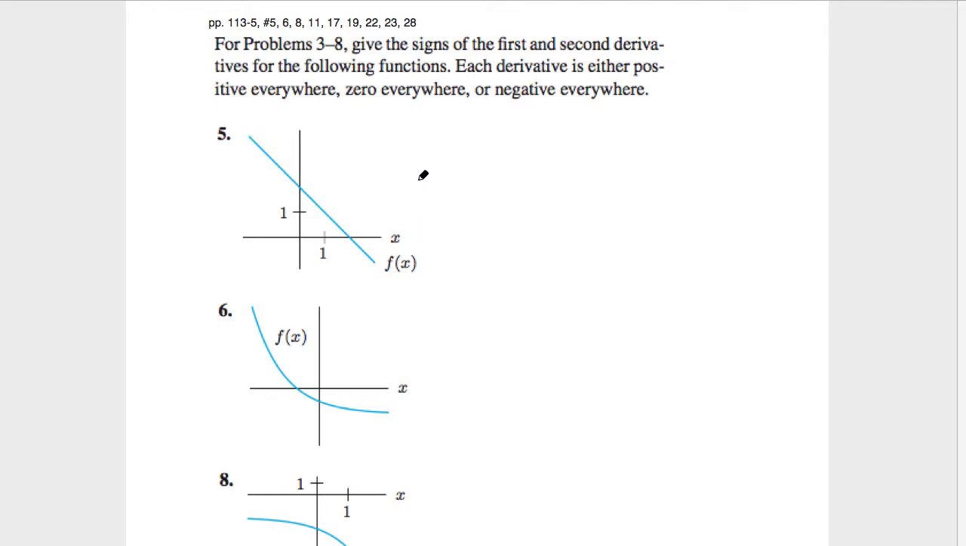So we have a function that is decreasing. So f of x is decreasing. Well, what does this mean for us? It means then that the first derivative has to be less than 0. So it's negative everywhere here.